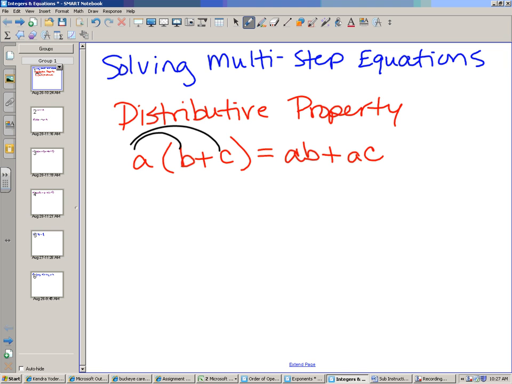Notice it's plus AC. Now, we are all so used to seeing the distributive property on the left-hand side, we never have a problem with it. However, it has also been known to be on the right-hand side. Don't freak out about it. Just know it's still the distributive property. (B plus C)A is A times B plus A times C, which is AC. Okay? No big deal.